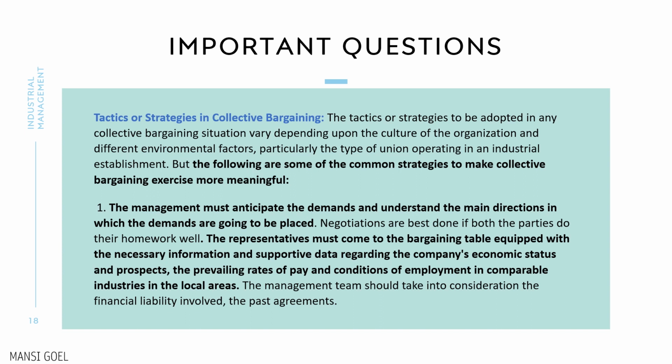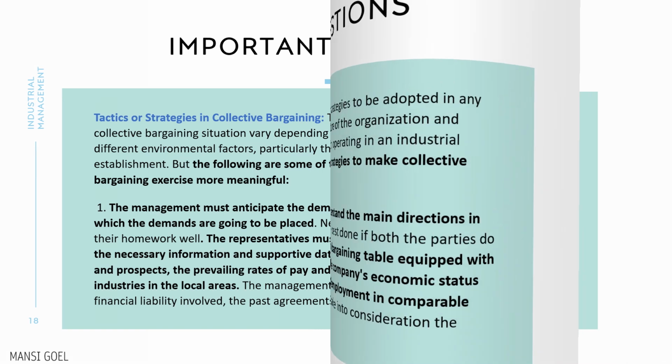1. The management must anticipate the demands and understand the main directions in which the demands are going to be placed. Negotiations are best done if both the parties do their homework well. The representatives must come to the bargaining table equipped with the necessary information and supportive data regarding the company's economic status and prospects, the prevailing rates of pay and conditions of employment in comparable industries in the local areas. The management team should take into consideration the financial liability involved, the past agreements.